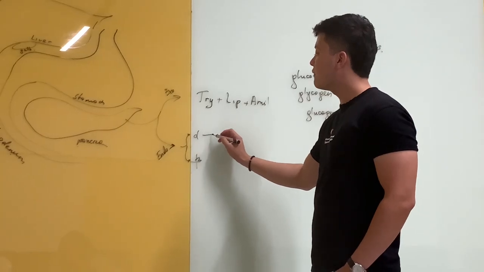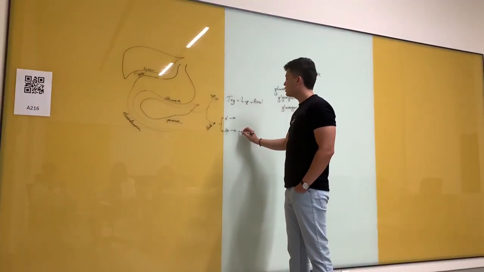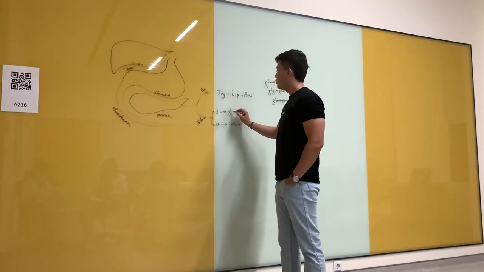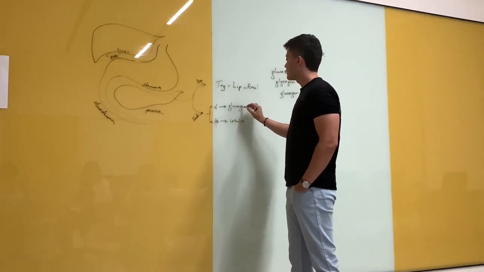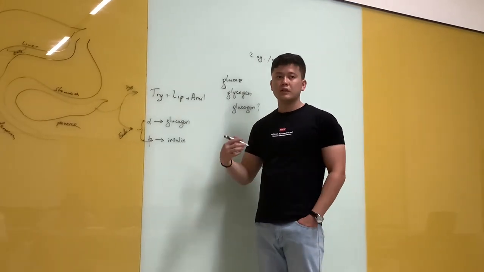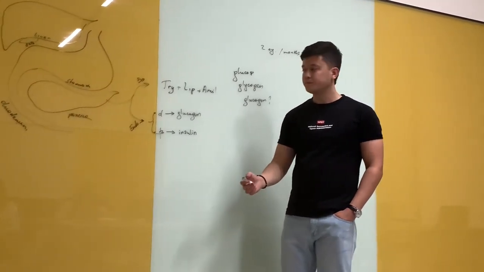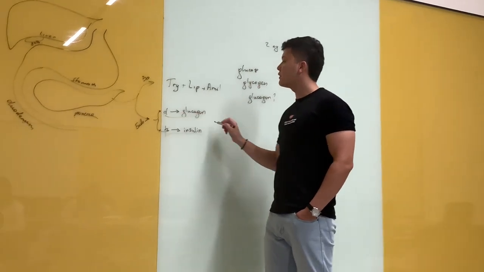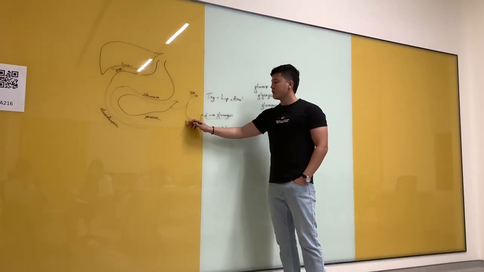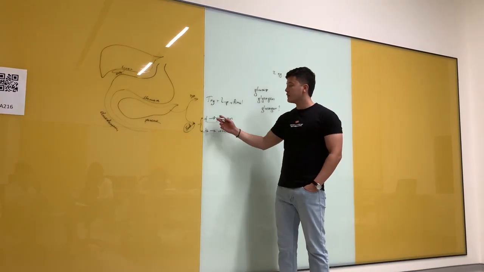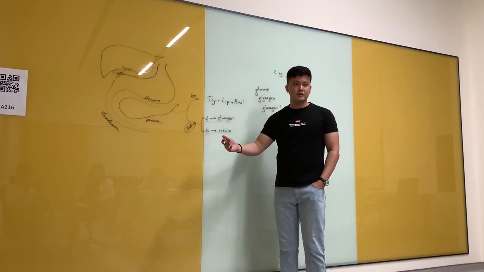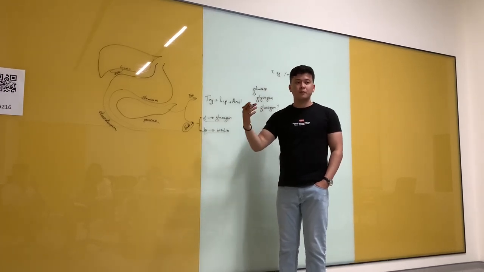Beta cells produce insulin, and alpha cells produce glucagon. Alright? So, the endocrine function, in the last lecture we talked about the alpha cells and beta cells. They produce the hormones, and these hormones go to the bloodstream.